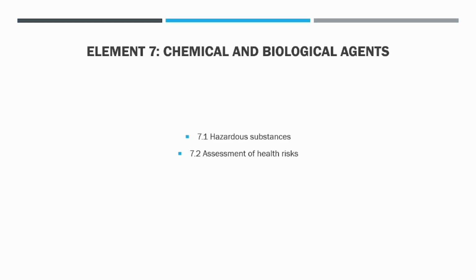The third module of element 7 is occupational exposure limits. So exposure limits help protect the worker from harmful substance levels. The fourth module of element 7 is control measures. Effective control can reduce or eliminate the hazard completely. So we will discuss this in detail.